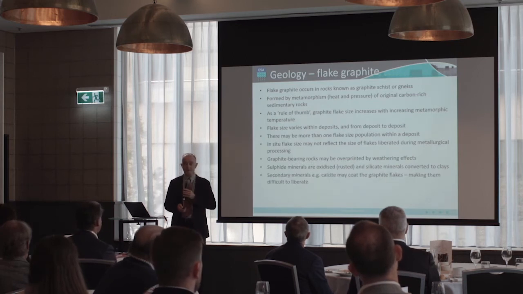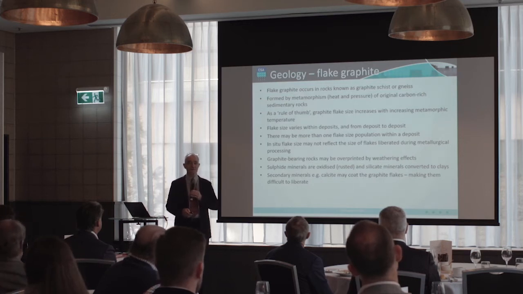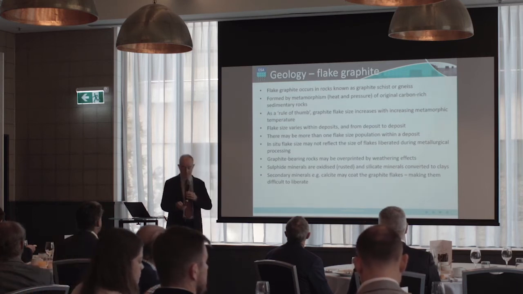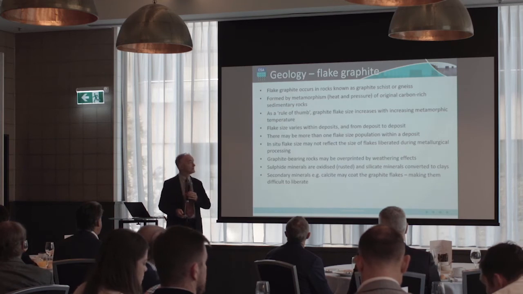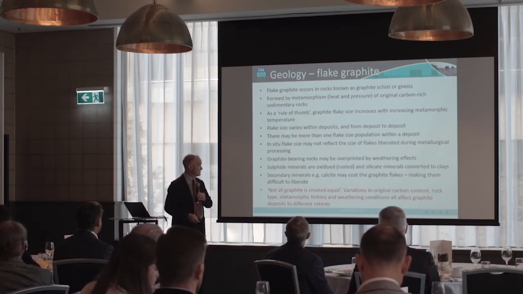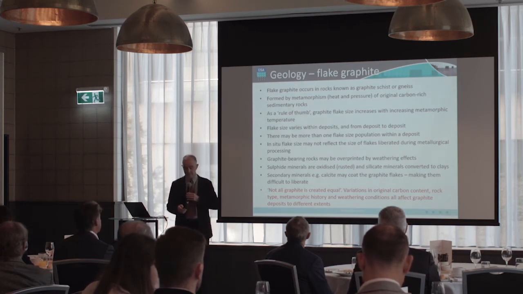And then we may get secondary minerals, and there are cases in places like Australia where secondary calcium carbonate has coated the flake, so you'd have a flake of graphite with a skin of calcium carbonate around, which makes it really difficult to extract because it doesn't float properly. And my favorite theme, not all graphite is created equal for the reasons that we've had a look at above there.